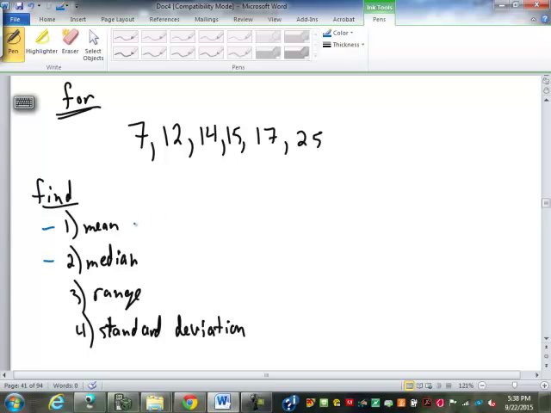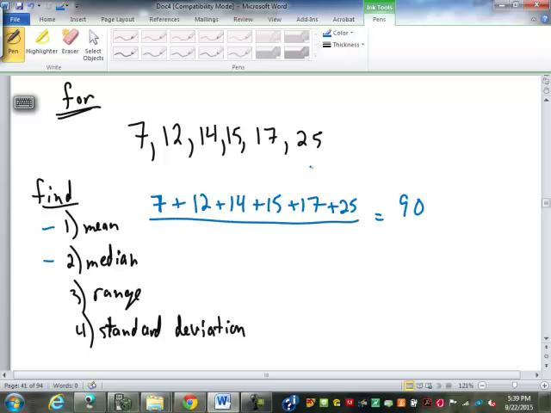How do we find the mean? Well, it's two steps. What's the first step? Add them up. So we're going to take 7 plus 12 plus 14 plus 15 plus 17 plus 25. And what do we get? 90. Step 2 then is to divide by n. And what is n? The number of items in our list. And n in this case is 6. So we divide by 6. 90 divided by 6 is 15. Our mean is 15.